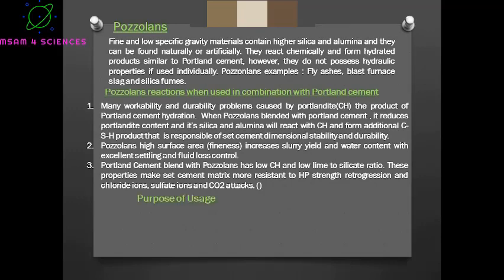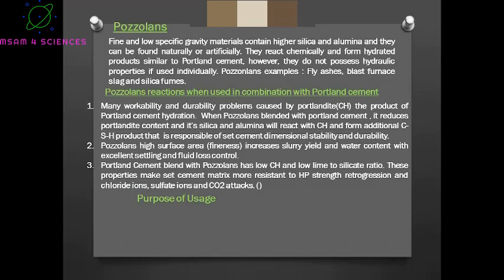The final products that are used with the cement slurry in order to contribute to mixing, placement, properties, and short and long-term final cement matrix mechanical and physical properties. Pozzolans are fine and low specific gravity materials, containing higher silica and alumina, and they can be found naturally or artificially. They react chemically and form hydrate products similar to Portland cement. However, they do not possess hydraulic properties if used individually. Pozzolan examples: fly ashes, blast furnace slag, and silica fumes.